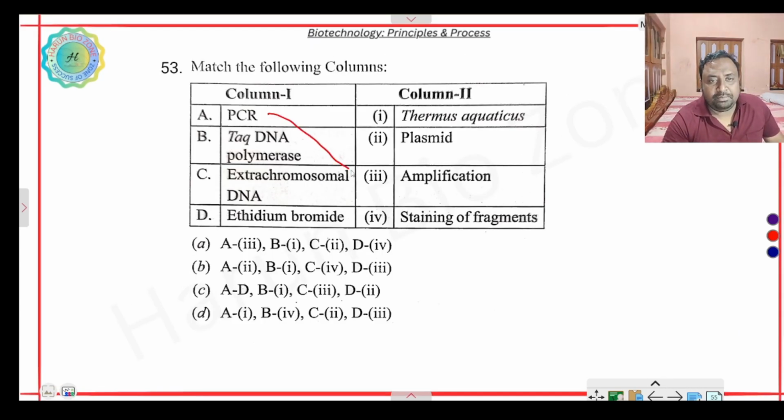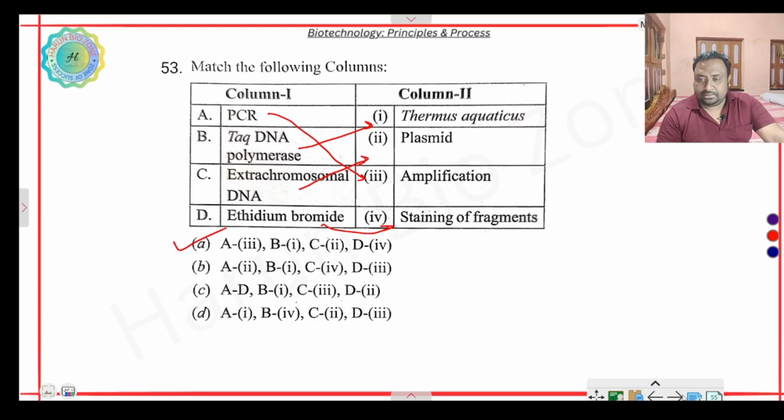PCR for DNA amplification. Taq polymerase is collected from Thermus aquaticus. Extra chromosomal DNA from plasmid. Ethidium bromide is for staining of DNA. The A is the correct option.